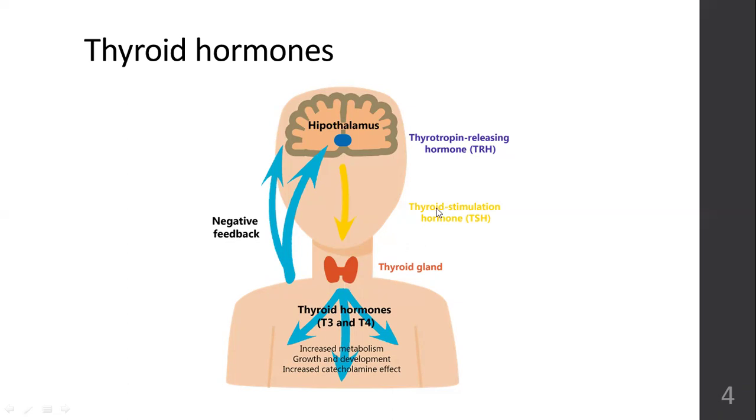So if your body does not produce TSH, the thyroid gland will not get the signal to release thyroid hormones. If your body is overproducing thyroid stimulating hormone, your thyroid gland will be triggered more frequently to release more thyroid hormones, and that's how you get into hyperthyroidism. Is it clear so far?